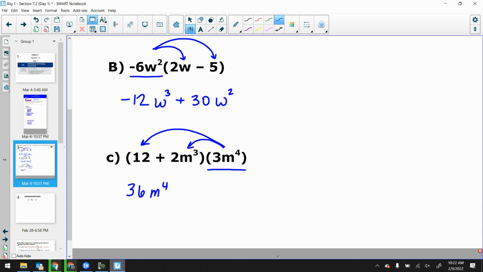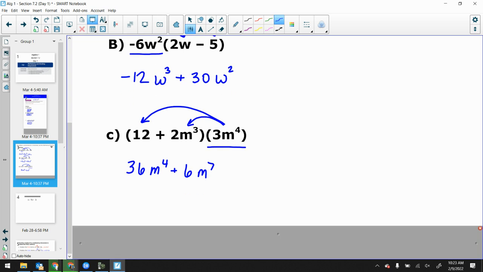And then I have 2m to the 3rd times 3m to the 4th. 2 times 3 is 6. 3 plus 4 is 7. 6m to the 7th. Now, I would take off a point for that answer. Why? Brianna? It's not in standard form. Yeah, this 6m to the 7th should come first. That's my true answer. Every answer should be in standard form if it applies. Okay? And I would have to take off if it's not.